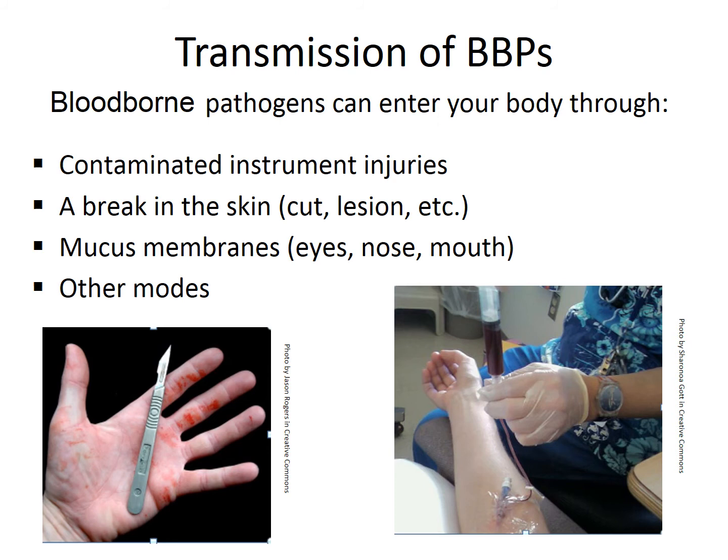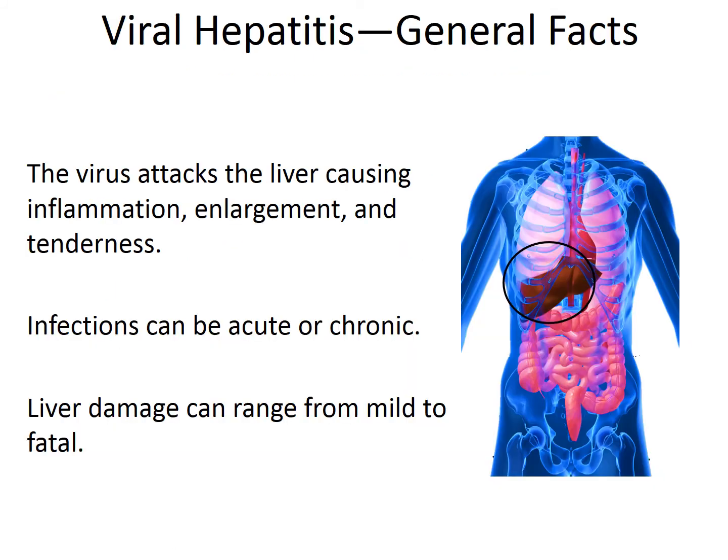Now let's talk about the primary diseases caused by bloodborne pathogens, hepatitis and HIV. The liver is a vital organ of your body that aids in digestion, filters blood, and fights infections.